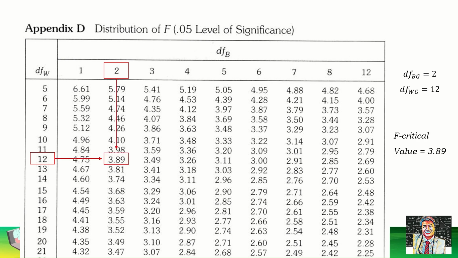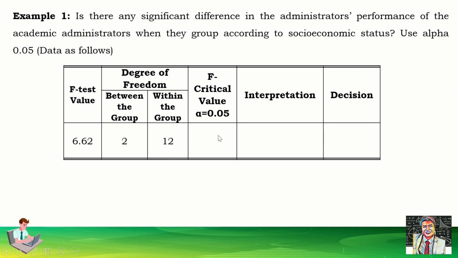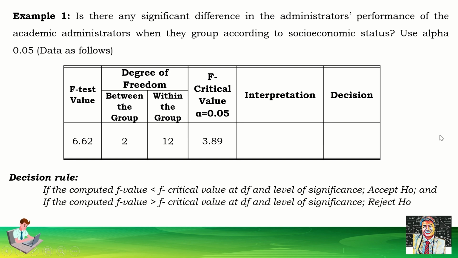Once we have the F value, we compare it to the F critical value from statistical tables, based on our chosen significance level, usually 0.05, and the degrees of freedom. Here's the decision rule. If the computed F value is less than the F critical value, we accept the null hypothesis, meaning there's no significant difference between the groups. If the computed F value is greater than the F critical value, we reject the null hypothesis, meaning at least one group is significantly different.